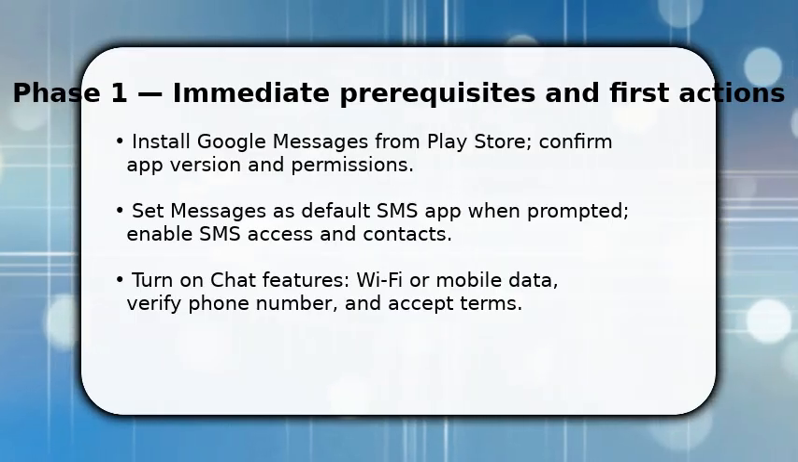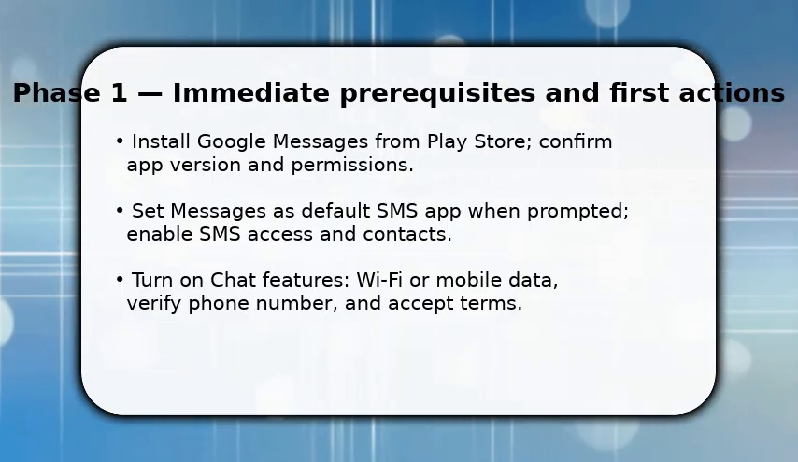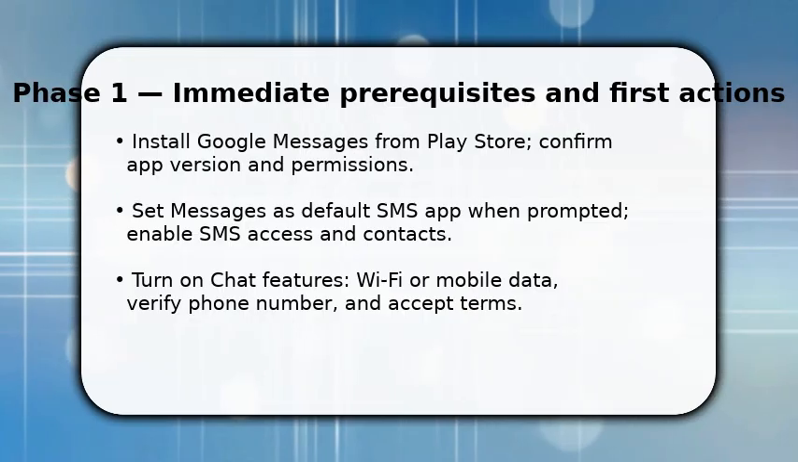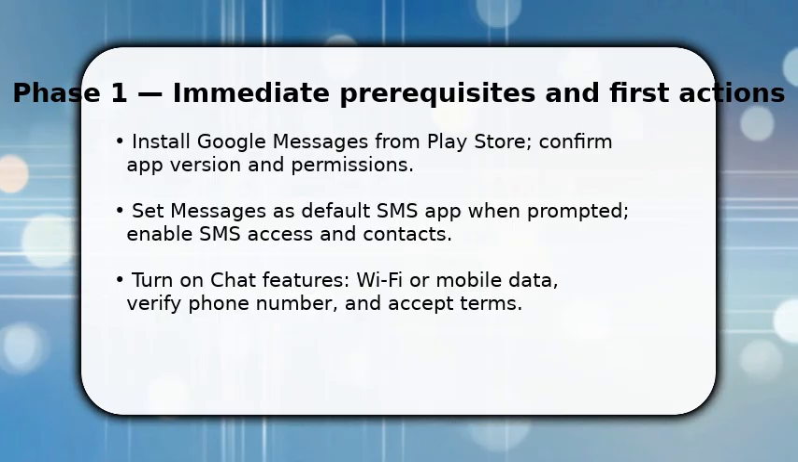You begin by installing and opening Google Messages. Make it your default SMS app so all texts route to it. Once done, grant SMS and contacts permissions because the app needs them to show threads and suggest names.